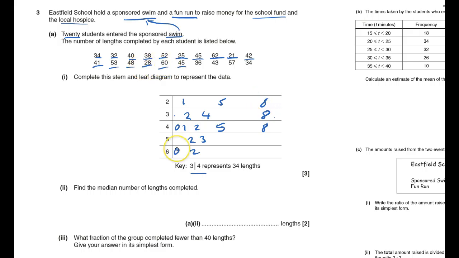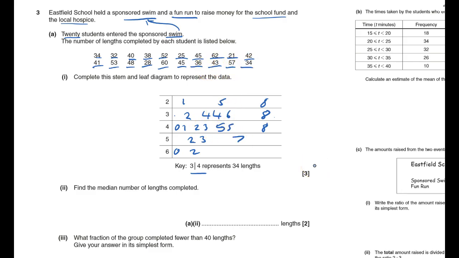the 6th row, 45 next to the other 45, 36, 43, 57 and 34 next to the other 34. Marvellous. 3 marks. If you don't put them in order, you'll lose a mark.